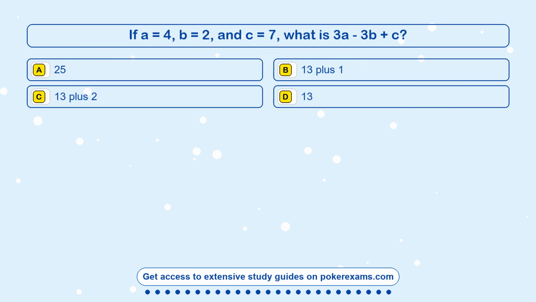Question 8. If A equals 4, B equals 2, and C equals 7, what is 3A minus 3B plus C? Option A 25. Option B 13 plus 1. Option C 13 plus 2. Option D 13.